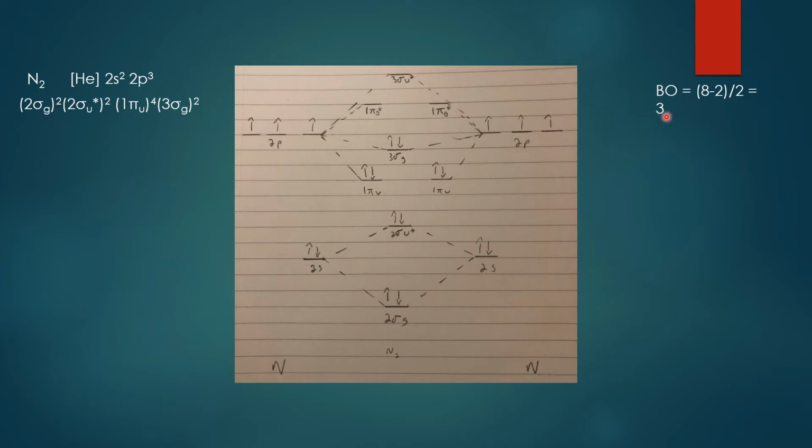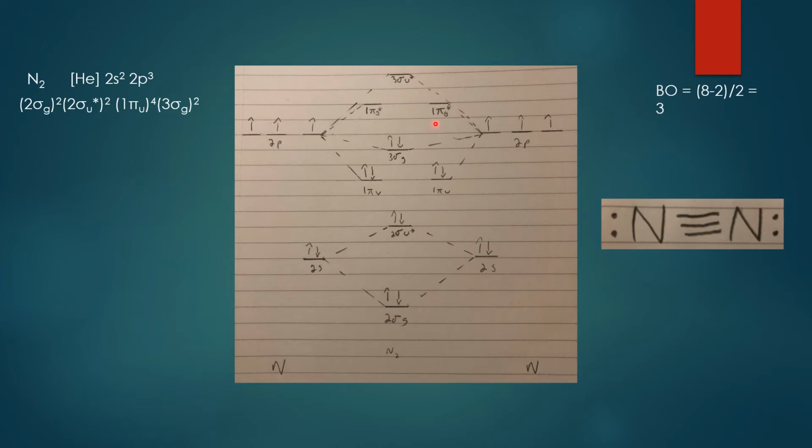And this 3 here shows that the dinitrogen has a stable triple bond. And if you were to draw the Lewis structure of dinitrogen, you'd be able to see the stable bond. So we will get up here, and as you can see here, the triple bond shown from the bond order and the whole MO diagram here.